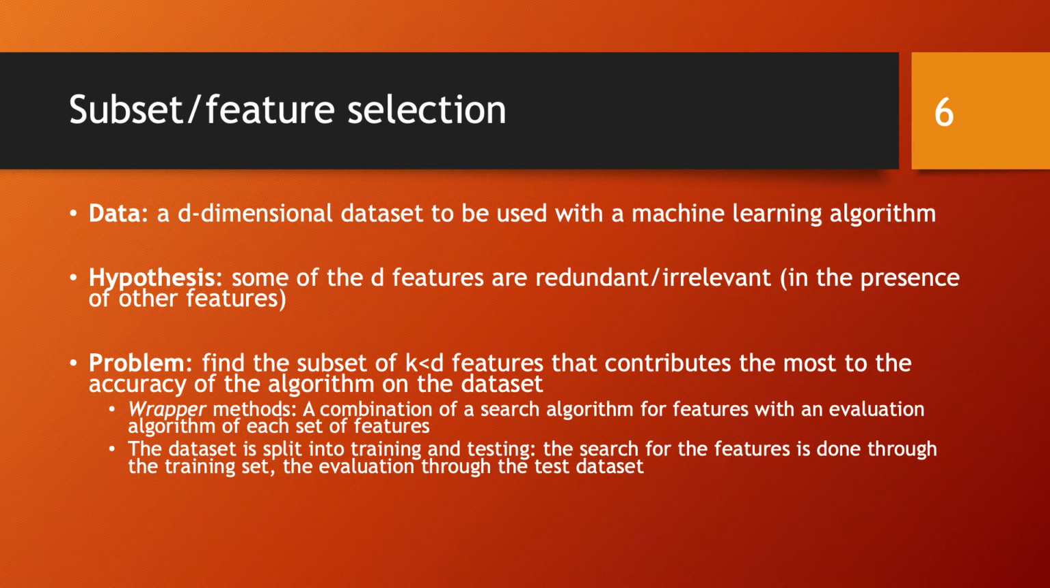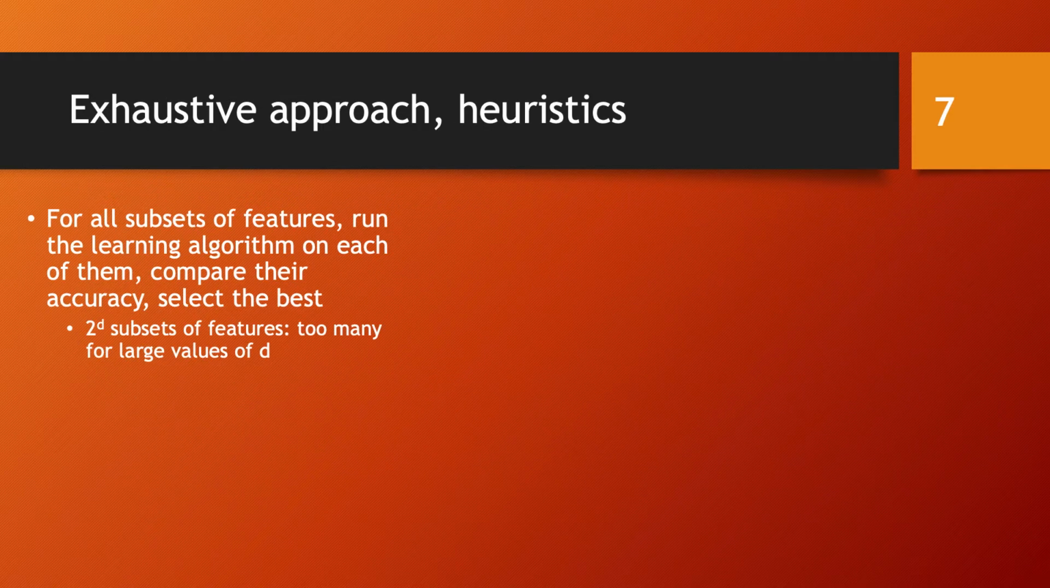But in this video, I will focus on the wrapper methods, and they go like this. For all subsets of features, the idea is to run the learning algorithm on each one of these subsets and compare their accuracy on the validation set, and just simply select the best accuracy and select the subset of features included in that version of the learning model.